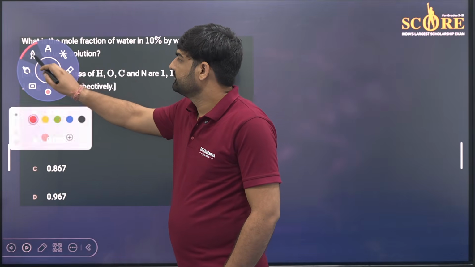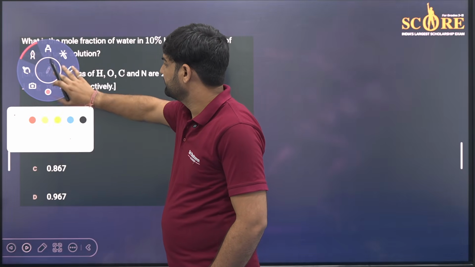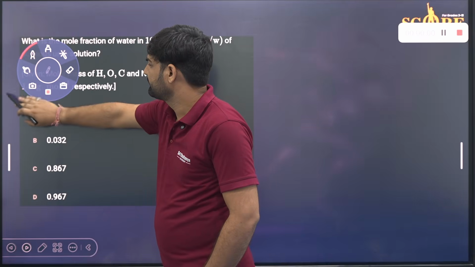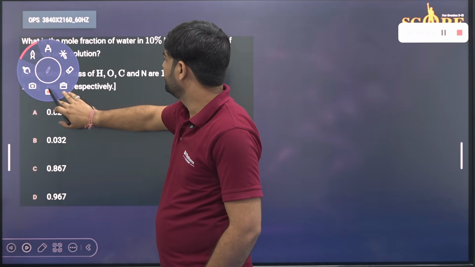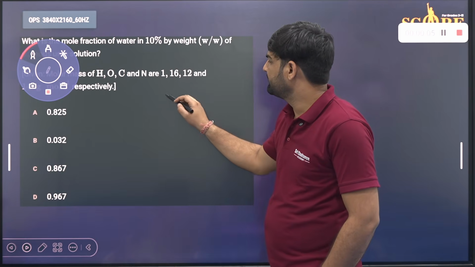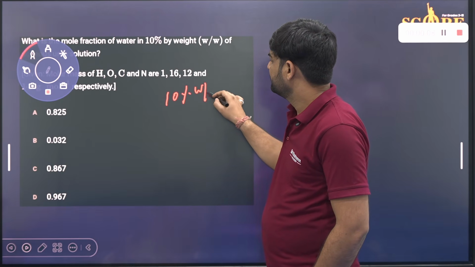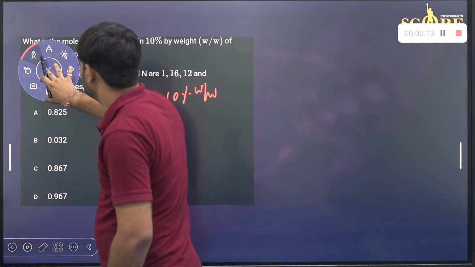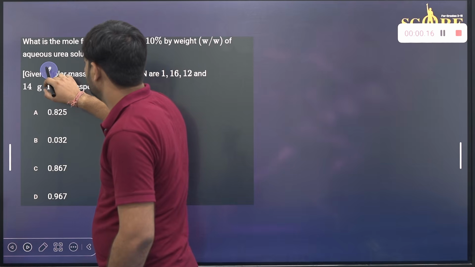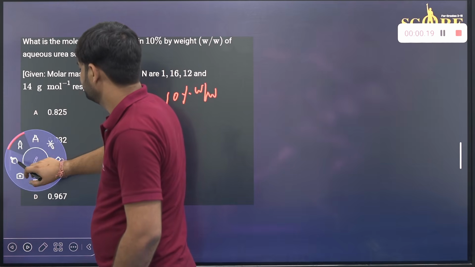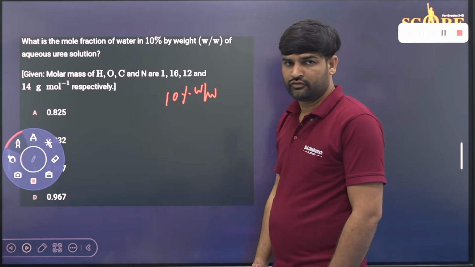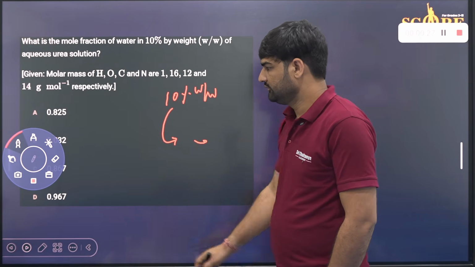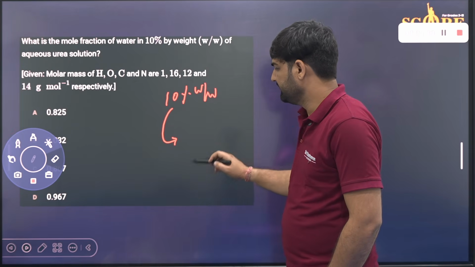So next, now this is a simple question related to concentration terms. What is the mole fraction of water in 10 percent W by W aqueous urea solution? Aqueous urea solution. So what is meant by this? What is meant by this?